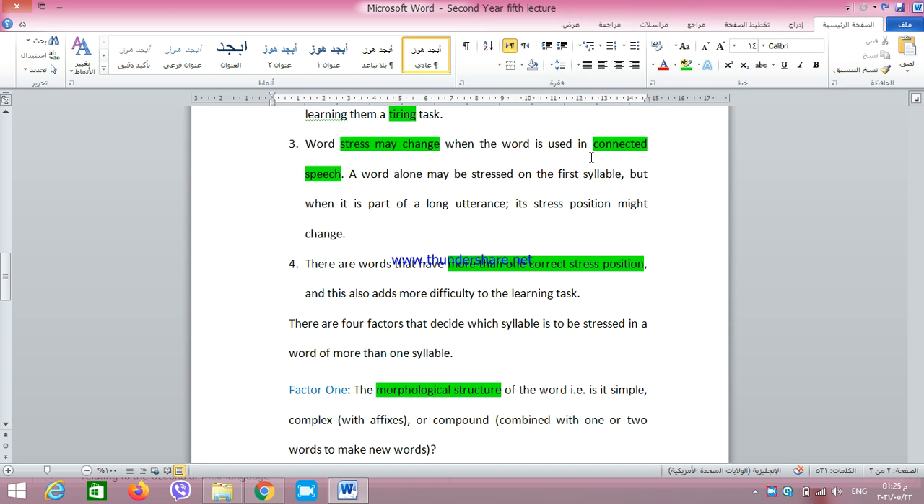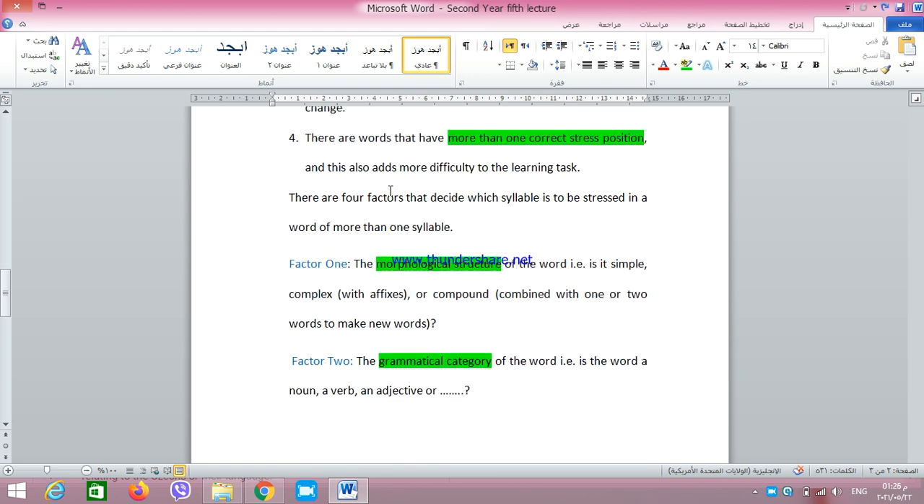So this is another problem. It adds to the difficulty because you need to know when the word is stressed alone and when the stress is pronounced in connected speech. And this is also very difficult.